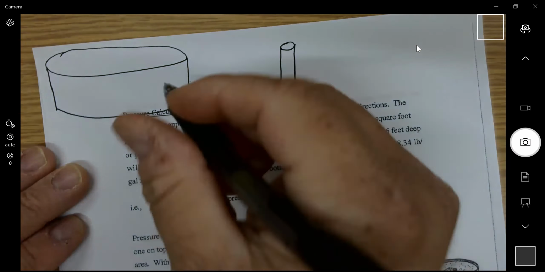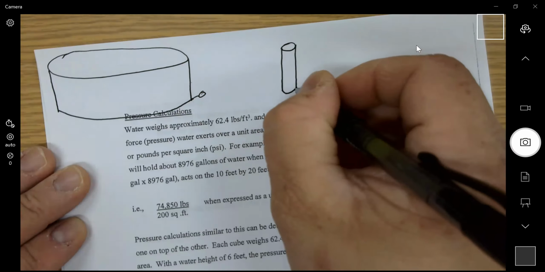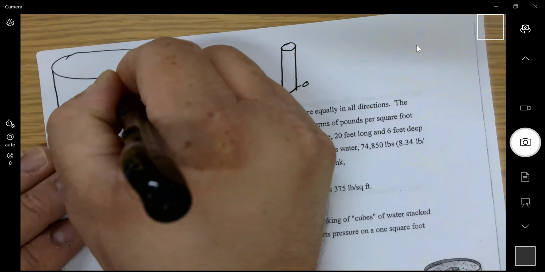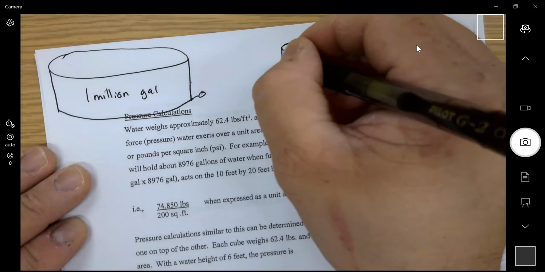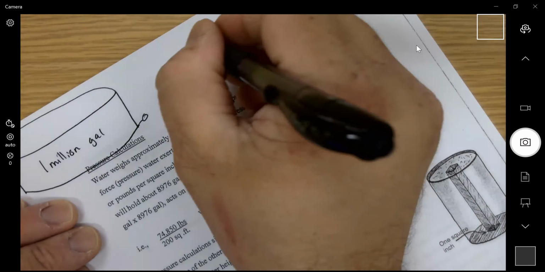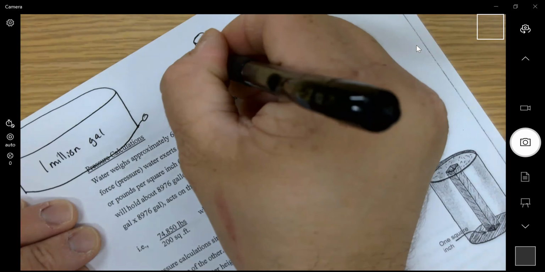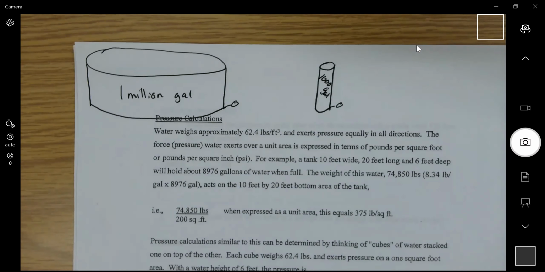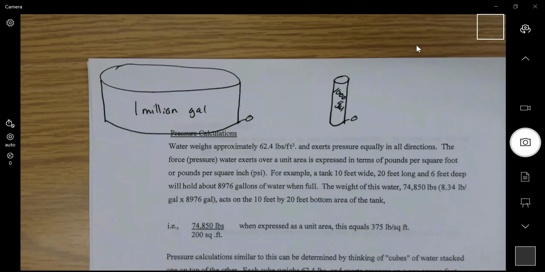All right, so I have a pressure gauge here and a pressure gauge here, and this is 1 million gallons, and this is 1,000 gallons. Okay, so my question to everybody here, I want you to think about this. Both these tanks are 100% full, okay? One is 1,000 gallons, one is 1,000,000 gallons.